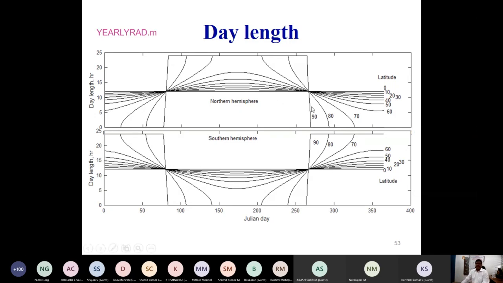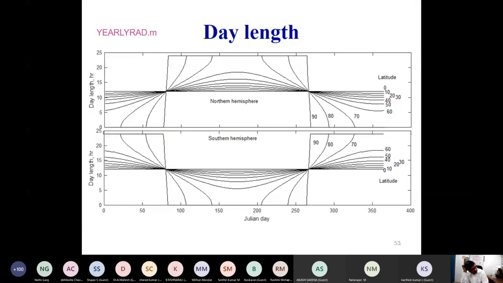If you study 90 degrees, from this point to this point, almost 6 months the day length is 24 hours. And at another time, this is 0; the day length is 0. In one case this is 3 months and this is 3 months, so 6 months the day length is 0, which means completely night. And for 6 months the day length is 24 hours, that is, the sunbeam is completely present.